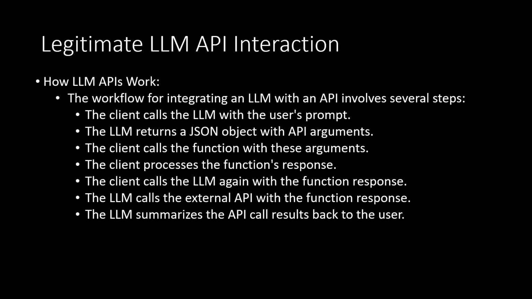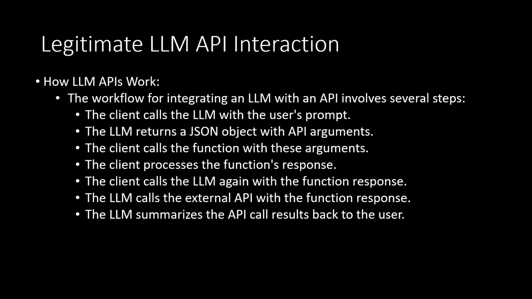The workflow for integrating an LLM with an API involves several steps. Here's how it typically works. The client calls the LLM with the user's prompt. The LLM detects that a function needs to be called and returns a JSON object containing arguments adhering to the external API's schema. The client calls the function with the provided arguments. The client processes the function's response. The client calls the LLM again, appending the function response as a new message. The LLM calls the external API with the function response. The LLM summarizes the results of this API call back to the user.